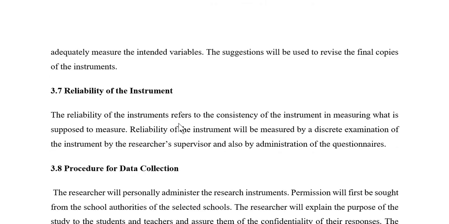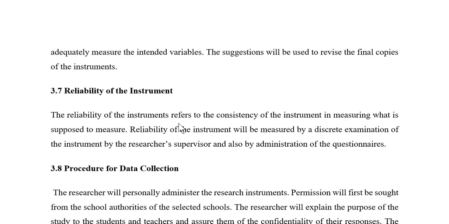Reliability of the instrument is to ensure that we measure what is supposed to be measured. The reliability of the instrument refers to the consistency of the instrument in measuring what is supposed to be measured. That is, if another researcher works on the same topic, with the same sample, using the same method, we must have the same results. That is what reliability means. So it shows that it is reliable.